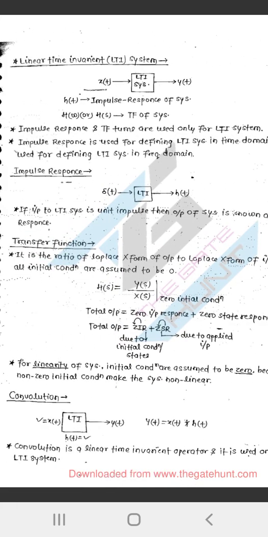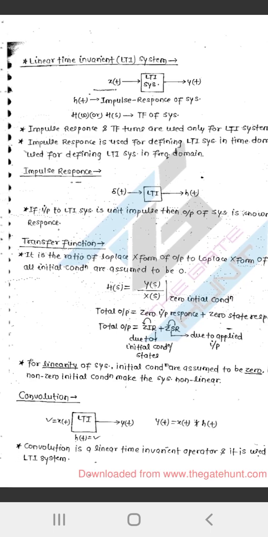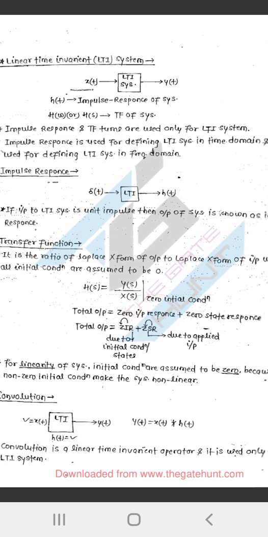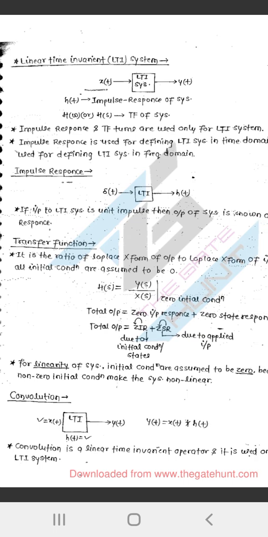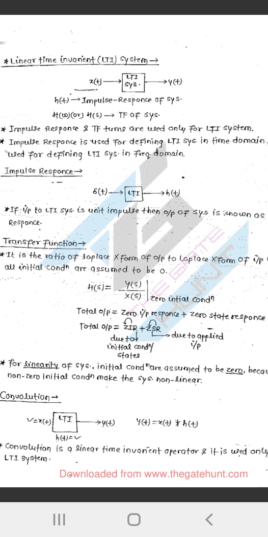Linear time invariant system, LTI system. Output x(t) input, y(t) output equal to response, and intermediate frequency terms are used only in linear time invariant system. Impulse response is used for defining LTI system in time domain.